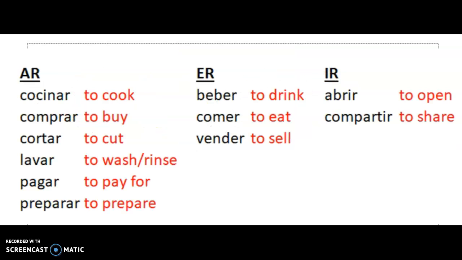Okay, so your assignment is going to include these food verbs. So just a reminder of their pronunciation: cocinar, comprar, cortar, lavar, pagar, preparar, beber, comer, vender, abrir, compartir. So when you put those in the preterite tense, it's going to make it an action that you completed. So I cooked beans and rice. I bought the tamales. I cut the carrots. So just all of those, when we go to put them in the preterite, it makes it a past tense completed action.